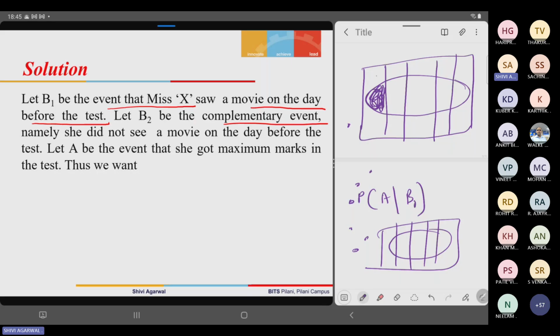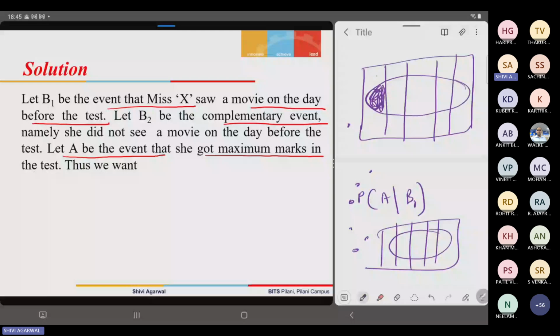Is it clear to all of you? So B1 and B2 are mutually exclusive and exhaustive events. Okay, she saw the movie and she didn't see the movie. Got it? Next, let A be the event that she got the maximum marks in the test. So the next day she wrote the test and she got the maximum marks in the test.